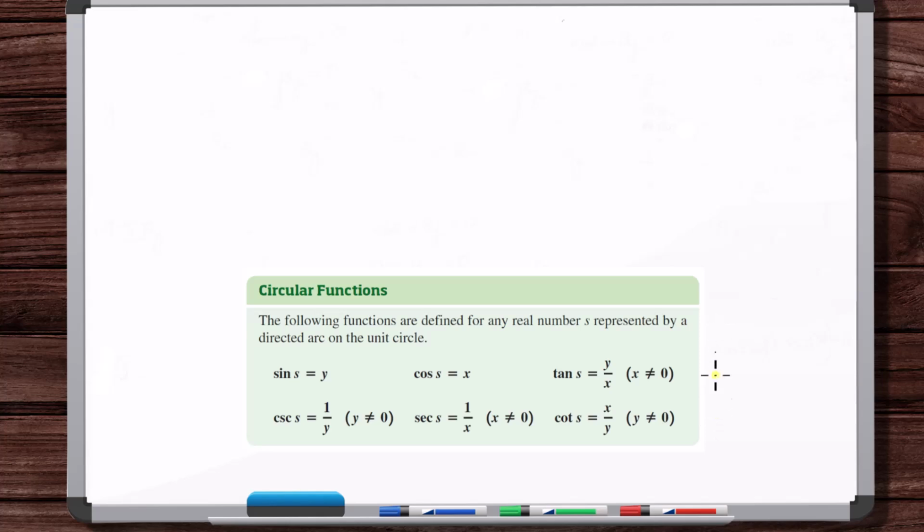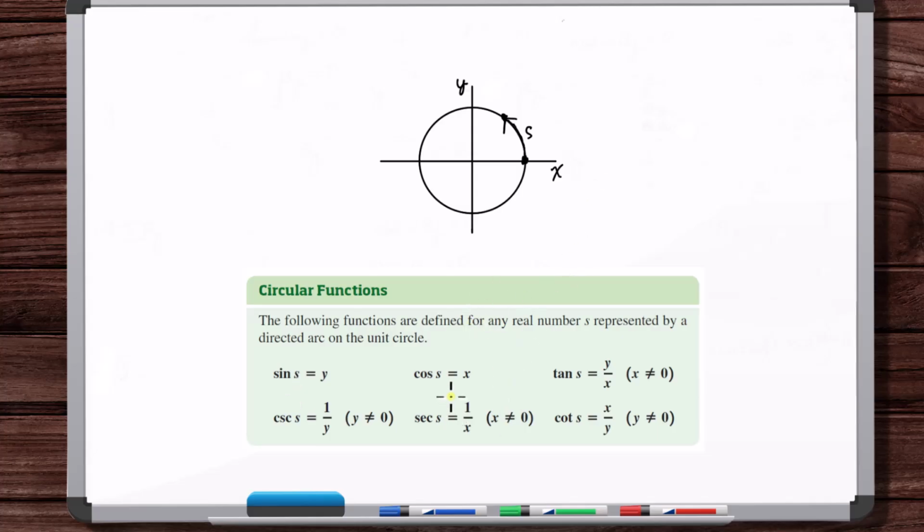Now, these are defined based on a unit circle. You need a unit circle to define these. The input into these circular functions is an arc length on the unit circle measured from where you assume the 0 position. So this is x, y. This is a unit circle. You assume the 0 position is where the circle crosses the positive x-axis, and then you're measuring the arc length counterclockwise from there. So the input is an arc length on the unit circle.